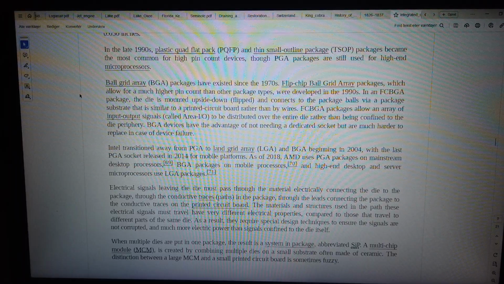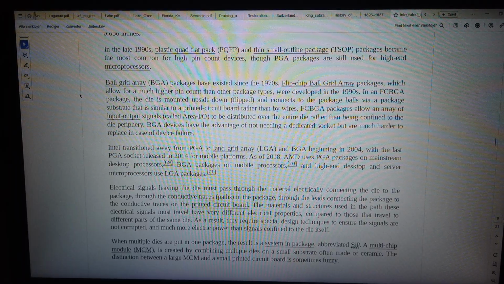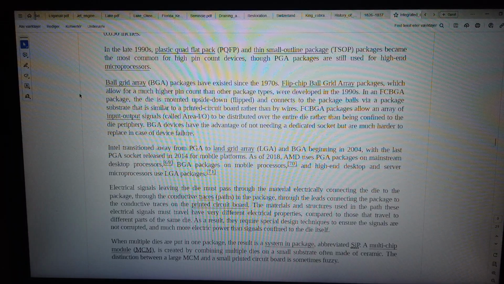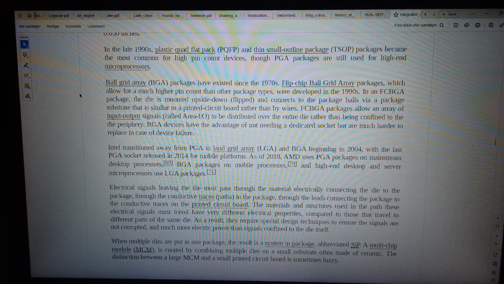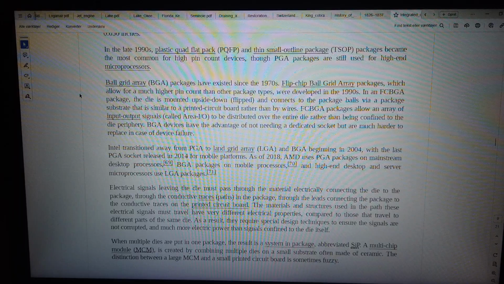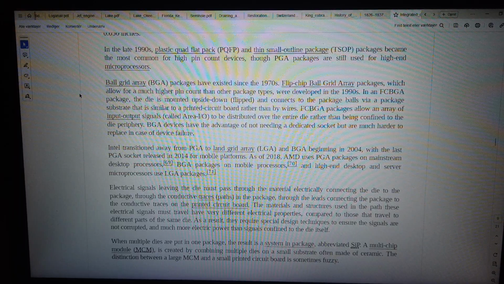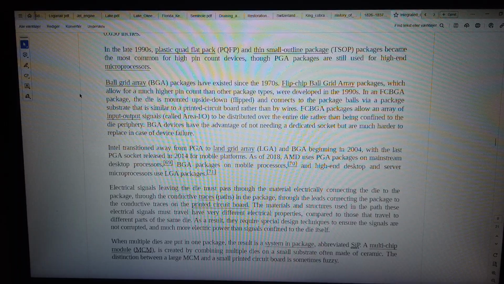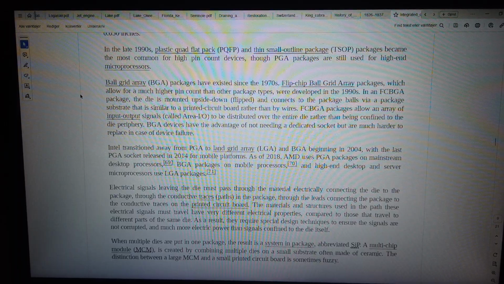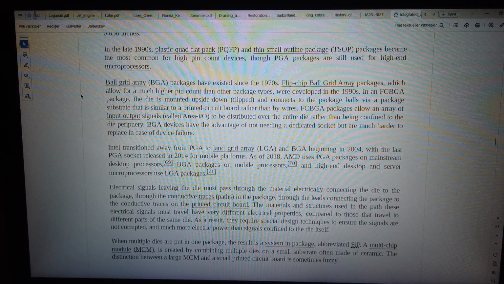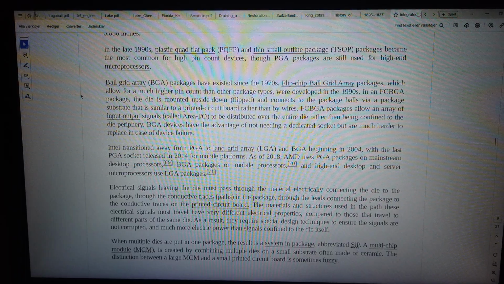Ball grid array, BGA, packages have existed since the 1970s. Flip-chip ball grid array packages, which allow for a much higher pin count than other package types, were developed in the 1990s. In an FCBGA package, the die is mounted upside down, flipped, and connects to the package balls via a package substrate that is similar to a printed circuit board rather than by wires. BGA packages allow an array of input-output signals, called area I/O, to be distributed over the entire die rather than being confined to the periphery.